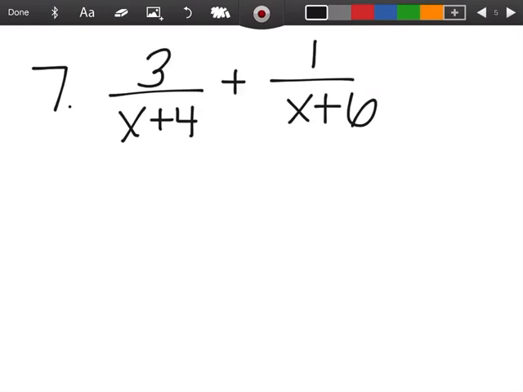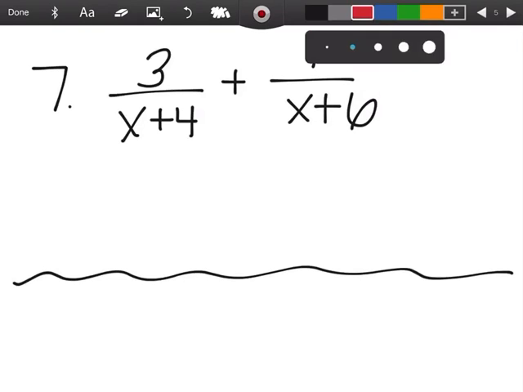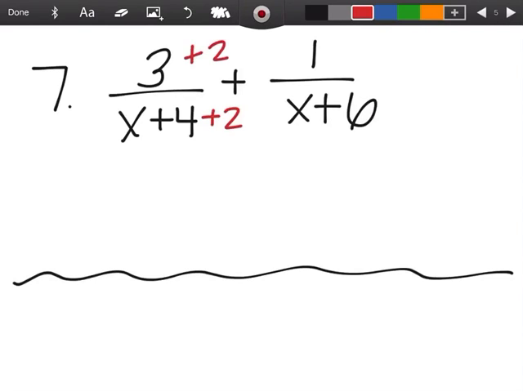Okay. Here's what I want you to do. I want us to come up with a common denominator. And this is the only issue. If you look at those denominators and go, oh, all I need to do is add 2, you're actually wrong. So don't do that.